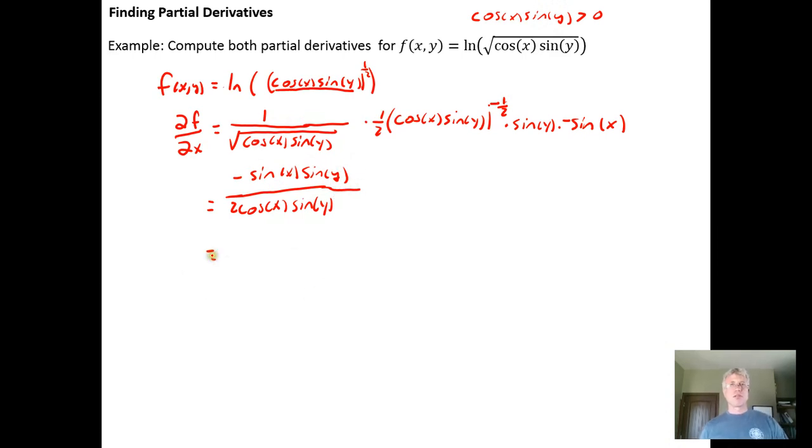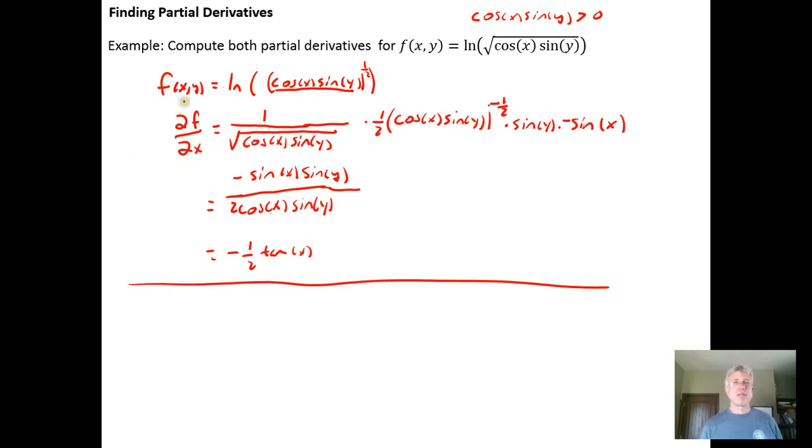Yeah? And then we get a negative 1/2 sine x over cosine of x, which is a tangent of x. And then it looks like I have a sine y over a sine y. So I guess it was worth cleaning that up. This is where you say, I hope I didn't make a stupid mistake someplace, right? That can always happen. All right, partial derivative with respect to y.